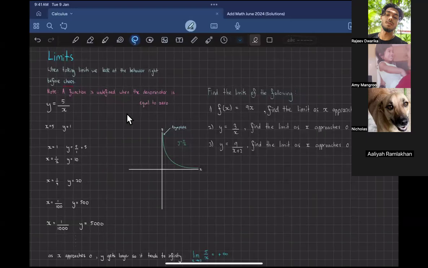Nicholas, you there? Yeah. All right. So, limit as x approaches zero. As x approaches zero, right? Think of 9 by 0. What's 9 by 0? I see, positive infinity. That's what's on the left hand side, the equation on the left hand side.